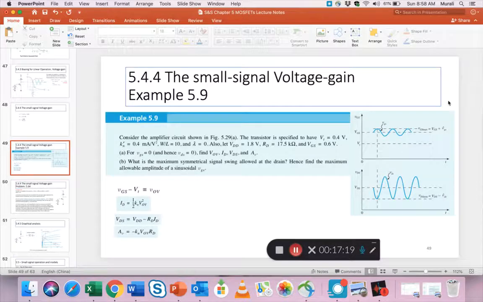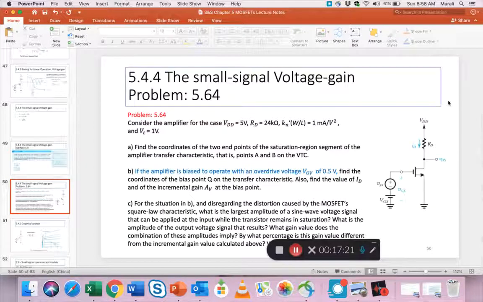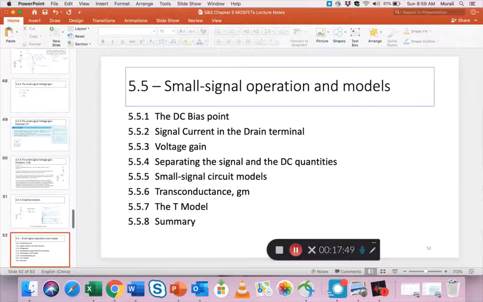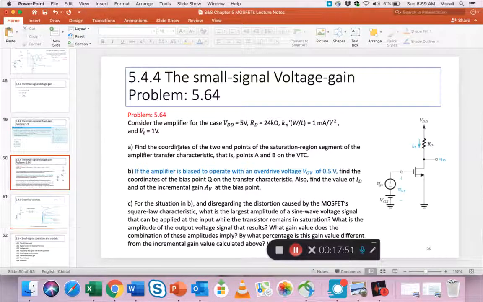I have another problem which is quite similar, also from the textbook, but from the back. You'll find a lot of things are similar, but there are slight differences also. So what is this problem? He has given us the same circuit, and again the VDD value is given, RD is given, this K process parameter is given, VT is given. So lots of things are given. And I'm on slide 50, by the way.